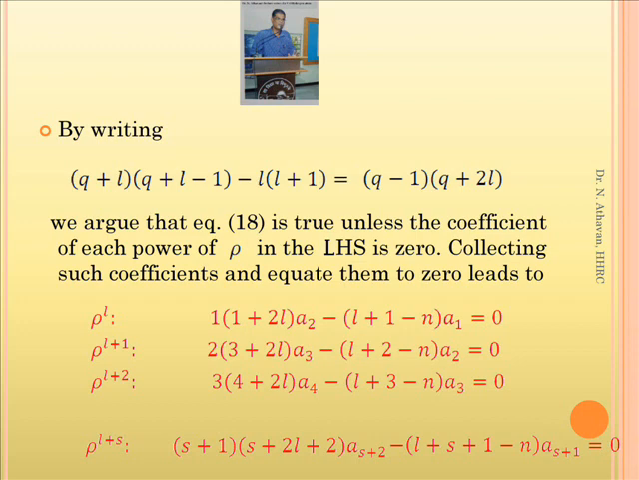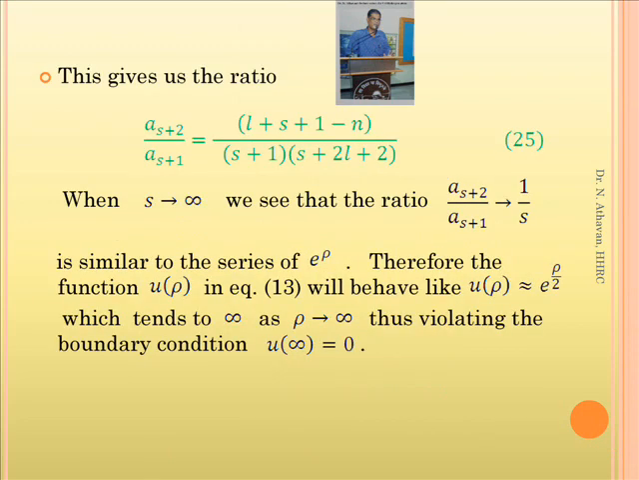If you see carefully, when s tends to infinity, the ratio a_{s+2} by a_{s+1} tends to 1 over s, because in the numerator we have s and in the denominator we have (s + 1) into (s + 2l + 2). So s by s square will give us a term 1 by s. This 1 over s mimics the ratio for the series e power rho also. So this is exactly the same form as the series of e power rho.